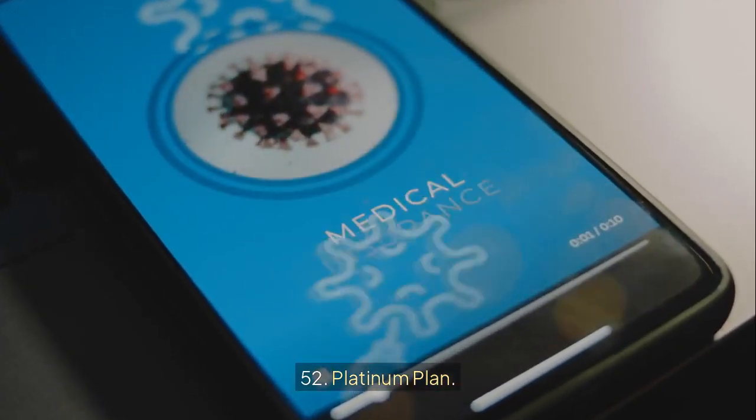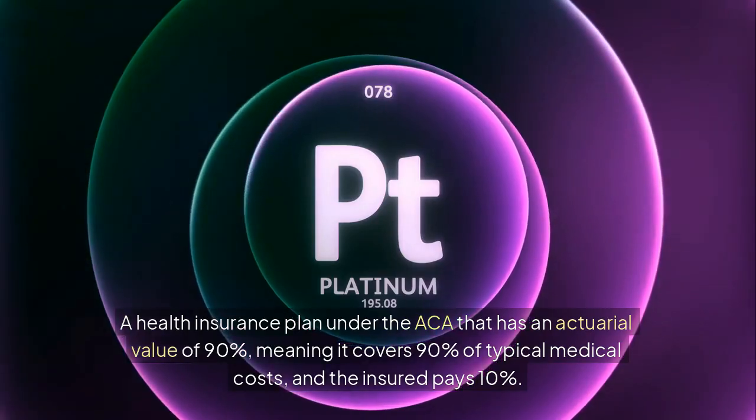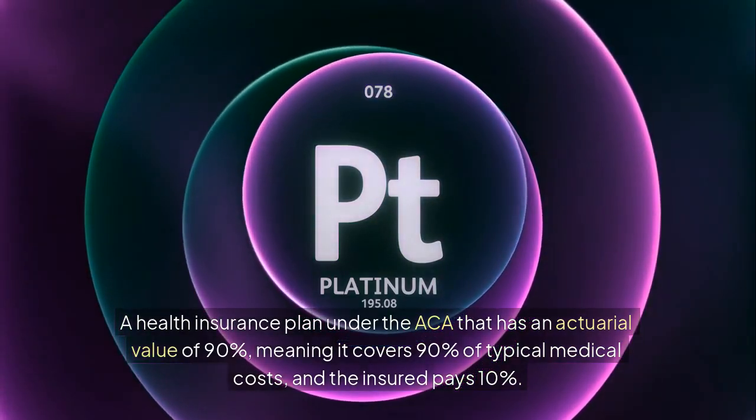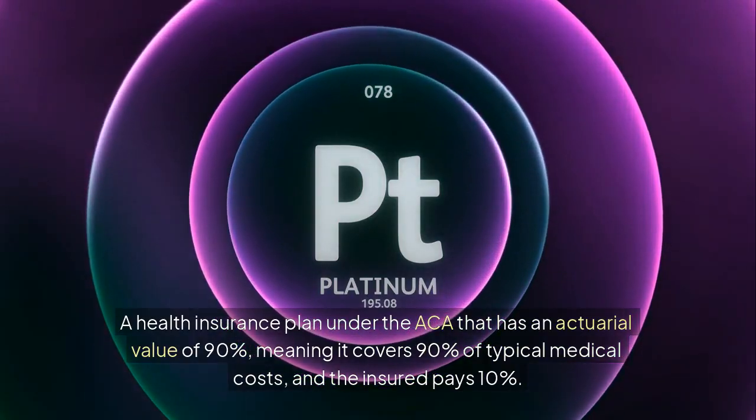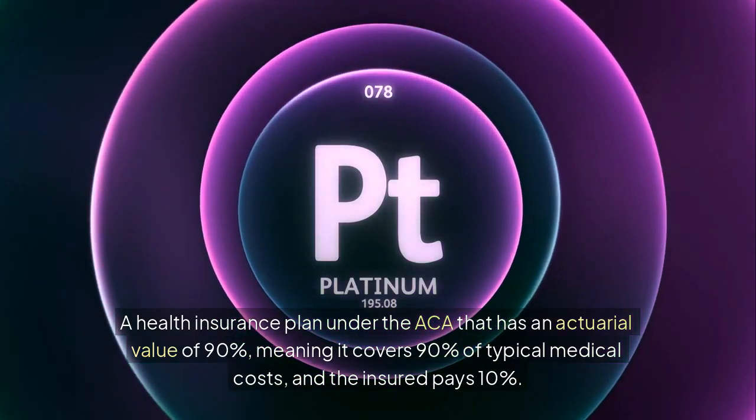52. Platinum plan. A health insurance plan under the ACA that has an actuarial value of 90%, meaning it covers 90% of typical medical costs, and the insured pays 10%.